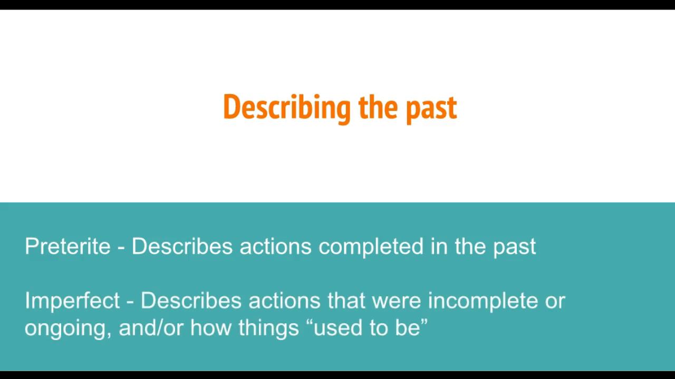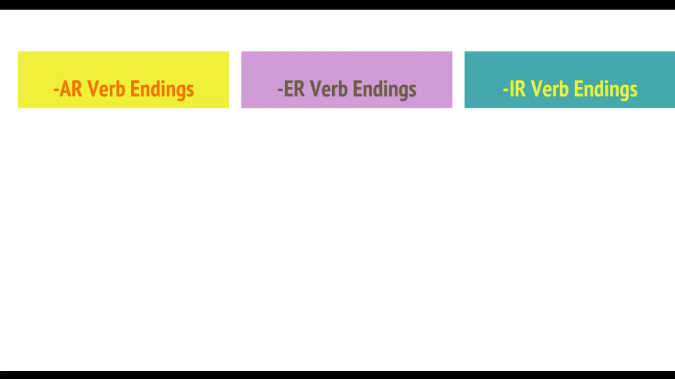This is used to describe actions that maybe weren't completely finished or completed, something that might have been ongoing, or we can also use the imperfect tense to describe how things used to be. Today our focus is going to be on the preterite tense and how to conjugate verbs in this tense. As you know, there are three different types of verb endings. We have AR verbs, ER verbs, and IR verbs.